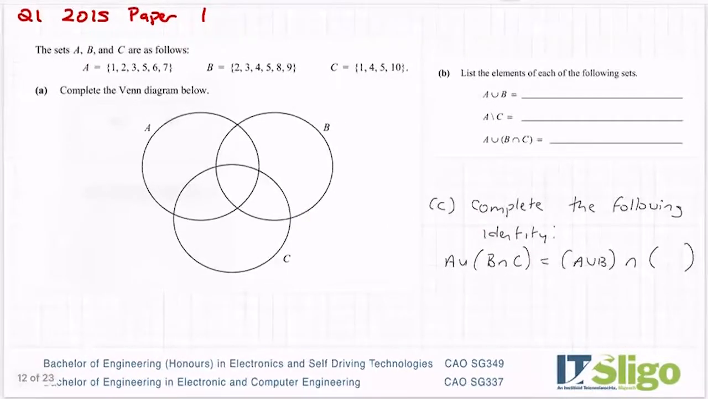A is equal to 1, 2, 3, 5, 6, 7. B is 2, 3, 4, 5, 8, 9. C is 1, 4, 5, and 10. Complete the Venn diagram below.